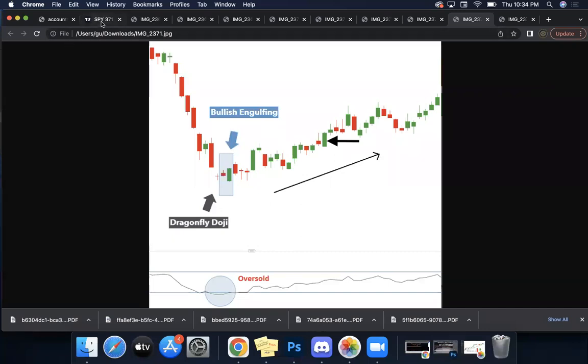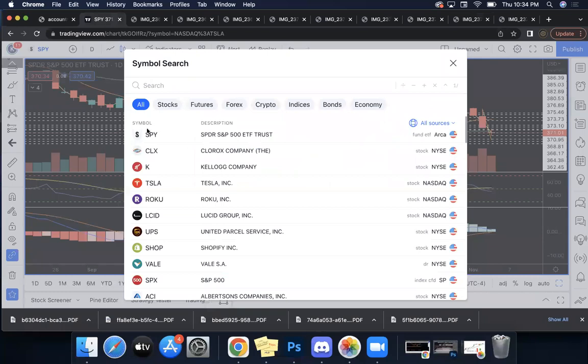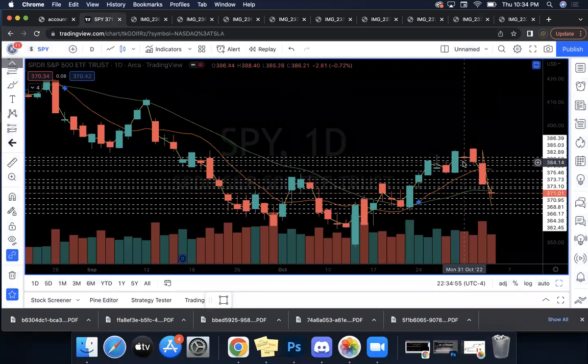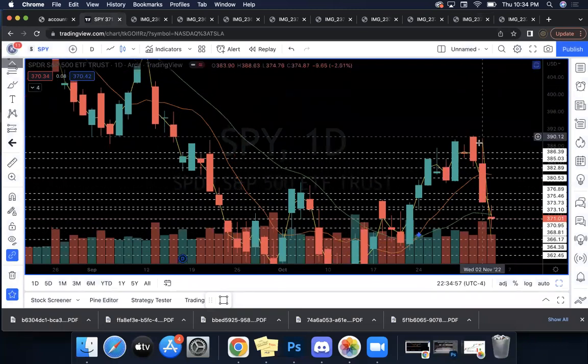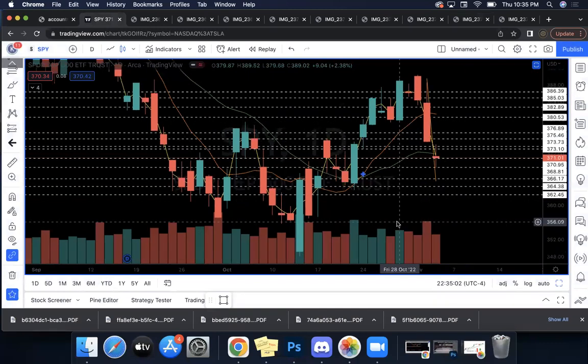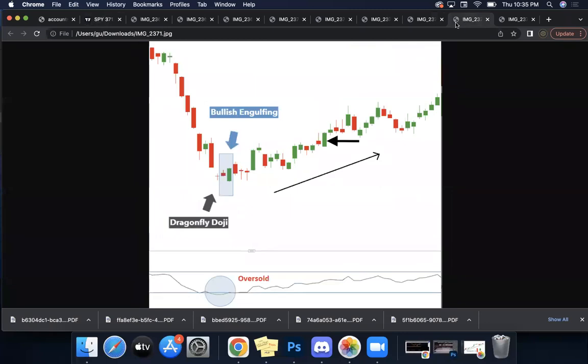Let me check right now. So now we're talking about it. We got 1, 2, 3, 4 candles already on SPY red daily. So the market will definitely bounce.